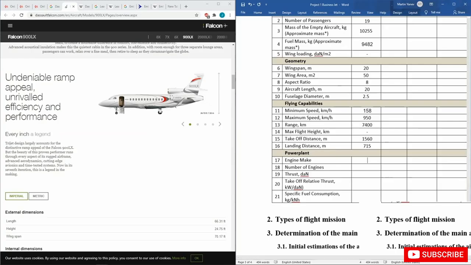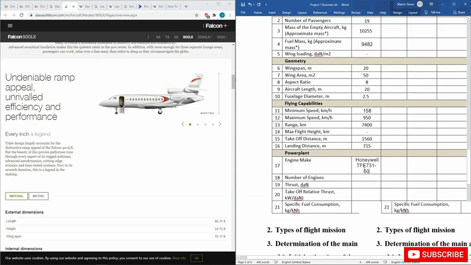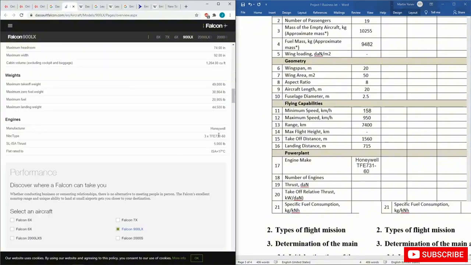And then the engine that I found to be used for this aircraft, and actually for most of the business jets, so apparently all of the business jets are using Honeywell engines. And this one is using the Honeywell TFE 73160. And here you can actually see it on their website, okay? And once you have the engine, you can search for this type of engine in Google and find its thrust, takeoff relative thrust, specific fuel consumption, and so on. These are parameters that you can find for the specific engine, and normally they are not going to be included in the website of the certain aircraft.